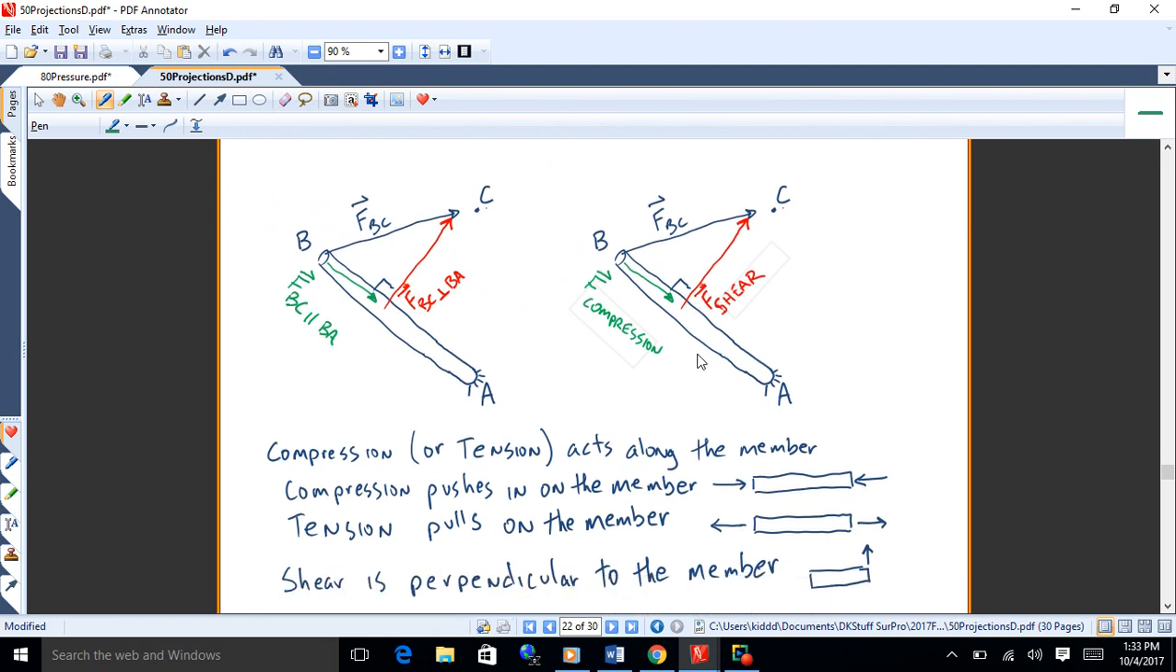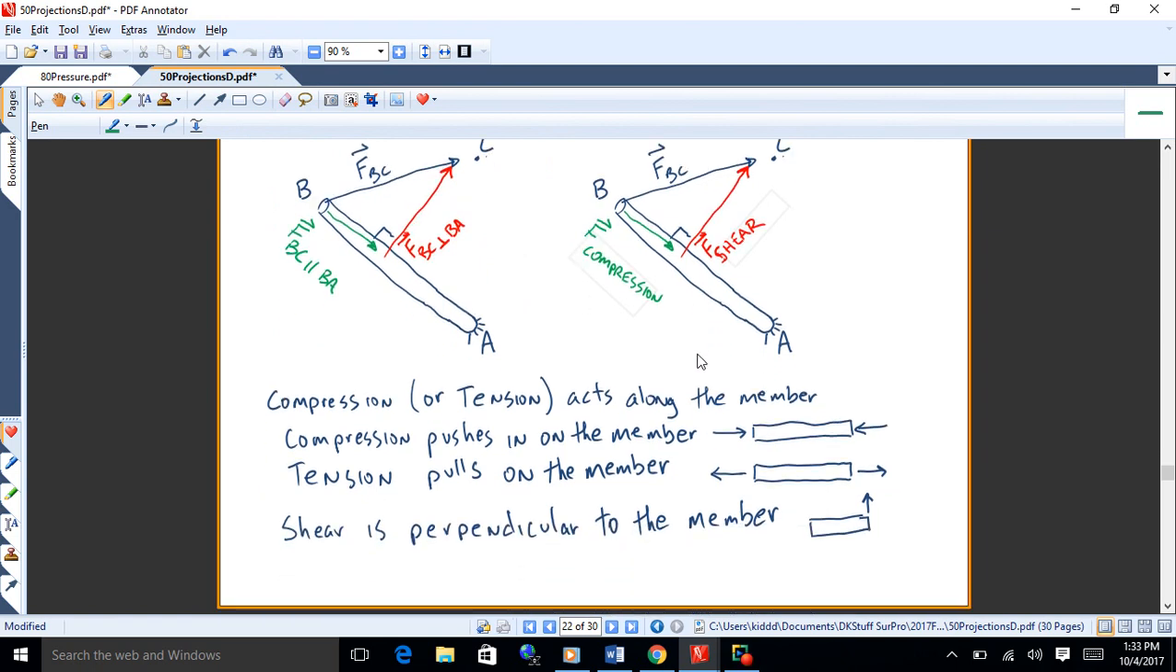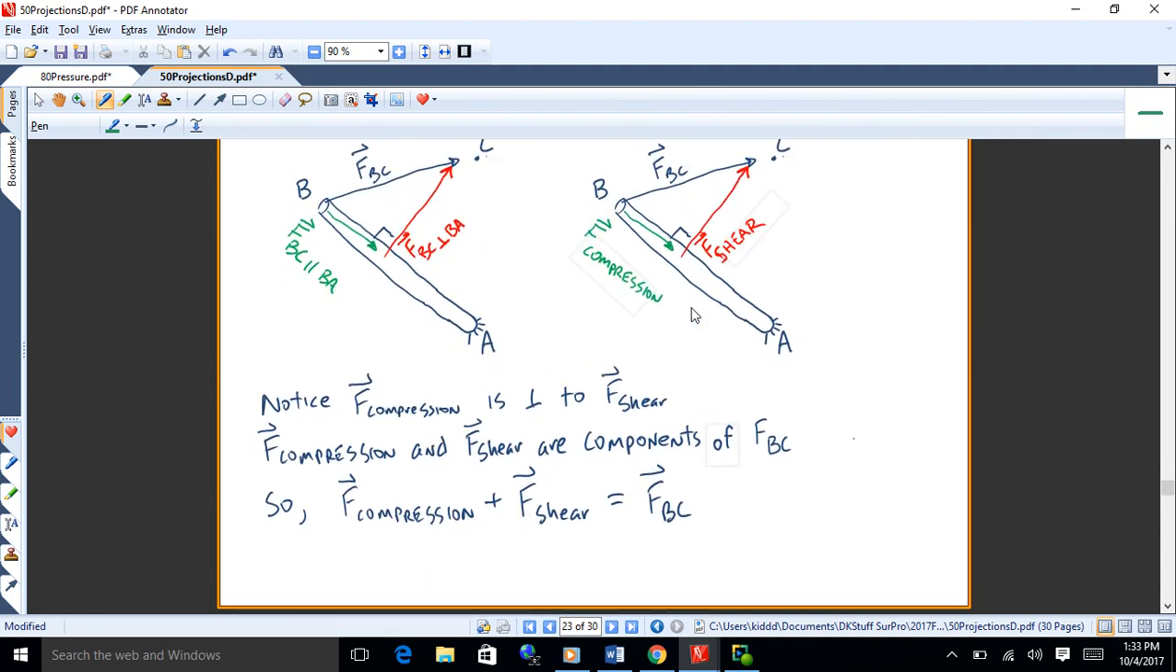So we good with that? All right, now, the two things we want to design something are either the tension or compression, one or the other, and then the shear. And as I've mentioned, the shear is normal to the tension or compression. So notice the sketch there, that vector relationship. The compression and shear are two components of the total force, and they all make a right triangle there. So notice that the compression is perpendicular to the shear. The compression and shear are components of the total.